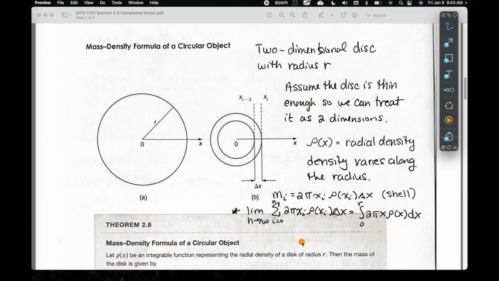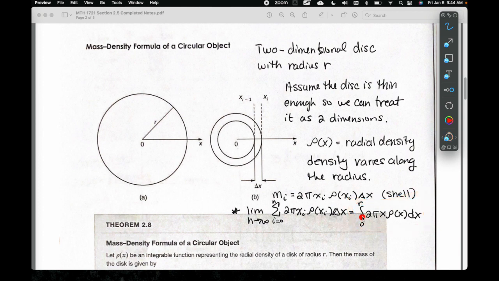So we tell it how far to come out, 2 pi r, and then we're going to multiply that by our density function, and then we're going to multiply it by the thickness, this thickness here. So we're finding the circumference of that value, and then we're multiplying it by the thickness. And then when we take the limit as n goes to infinity, we get our integral.